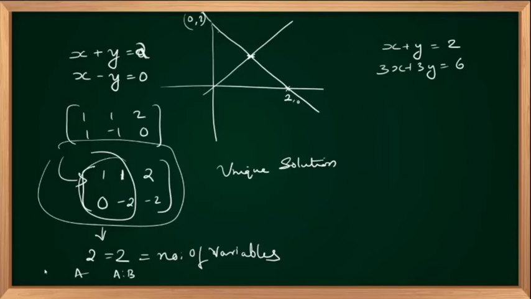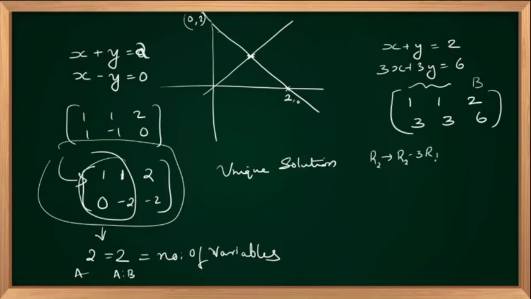Now let us consider this particular case. Here the equations are 1, 1, 2 and 3, 3, 6. This is the coefficient matrix and this is a column vector. Now if I change R2 to R2 minus 3 times R1, I'll have 1, 1, 2, 0, 0, 0.